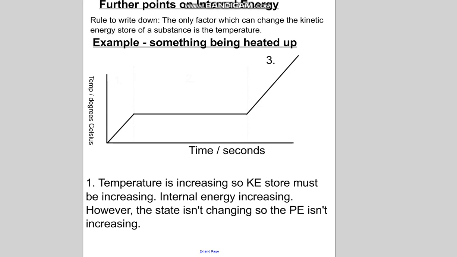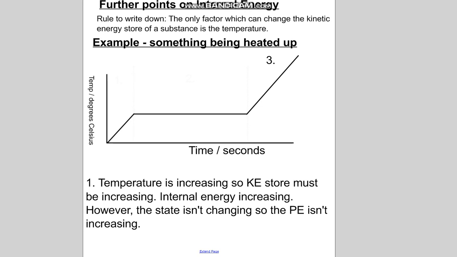So getting on with it then, the first thing to note clearly is that we have a rule here, and please write it down, so use pause, make some notes in your book. The only factor which can change the kinetic energy store of a substance is its temperature. So if a particle's temperature is going up, what it means is the average kinetic energy of each particle, or of all particles even, is increasing and moving around on average faster, and that is what a change in temperature does.